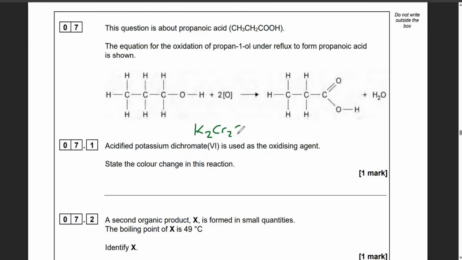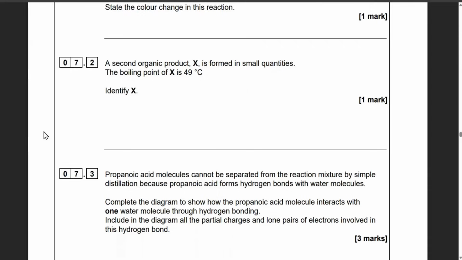So potassium dichromate(VI), the chromium ions are +6. Oxygen is -2, times that by 7, you get -14. Potassium is group 1, so +1, and that leaves you with 2 chromium ions that must be +6 to make 12 and cancel that out. When you use it as an oxidising agent, it's itself reduced. It gains electrons and it goes from orange to green. So your answer is orange to green.